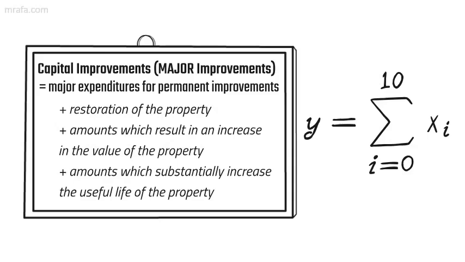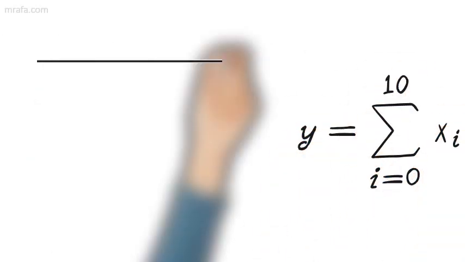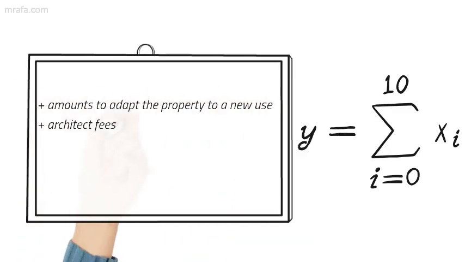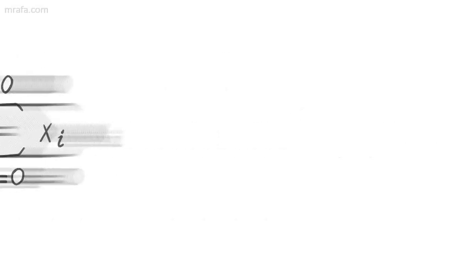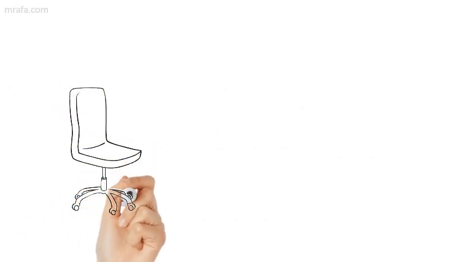Amounts to adapt the property to a new use, architect fees to plan an addition to a building, cost of the addition to the building. So these are examples of capital major improvements that you can add to the original basis of your capital asset. And again, a capital asset is like a personal property, because it's used for personal reasons, and that includes real estate and other tangible properties.